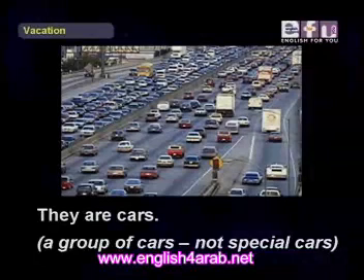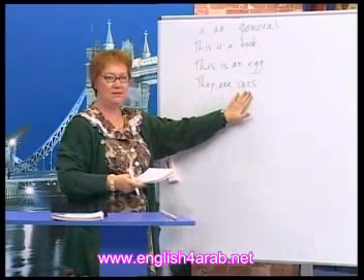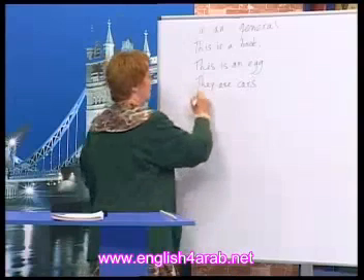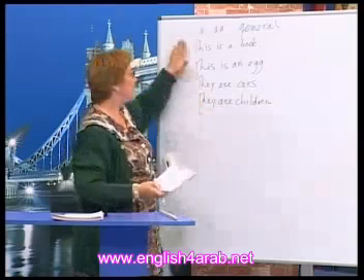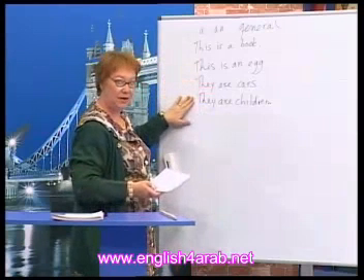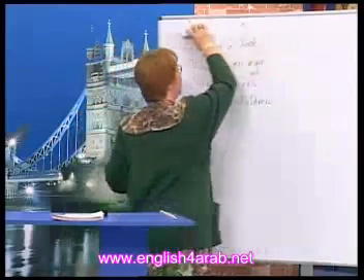They are cars. Plural, general. No article. A group of cars and they're not special. And another example, they are children. It's a group of children. They're not special. Okay, this is just general. So all of these are general: singular, plural, plural. Okay? Now, if we talk about specific, then these change.